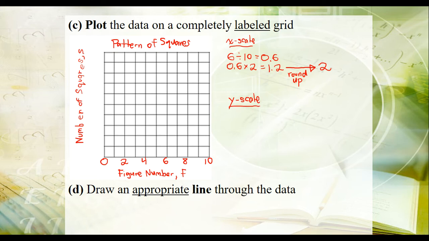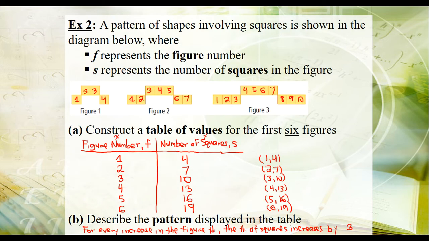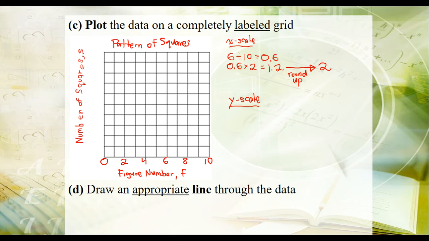How about the y scale? Okay, so for the y scale we take the biggest y value, which is 19, and divide by the number of squares in the y-axis, that's 10. So 19 divided by 10 is 1.9. And if you take 1.9 and double it to plot every second grid line, that's going to be 3.8.